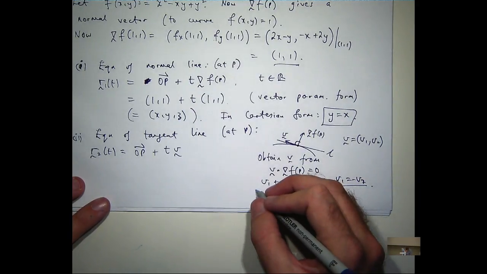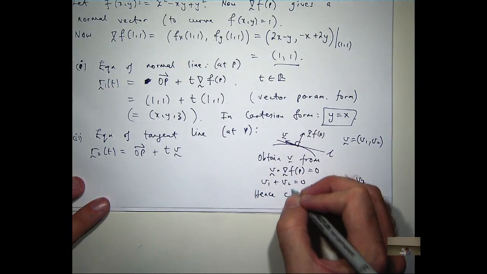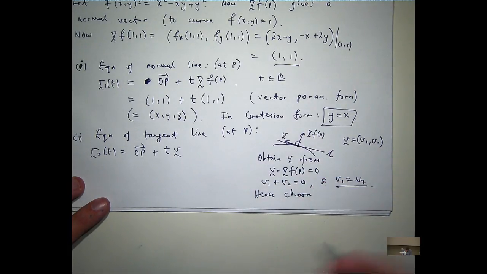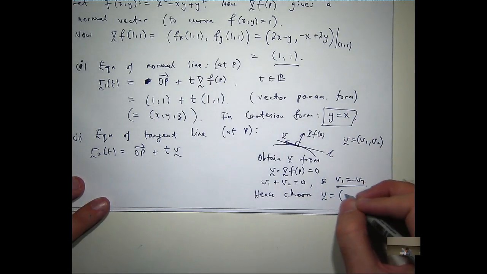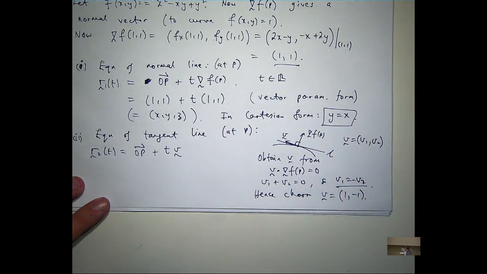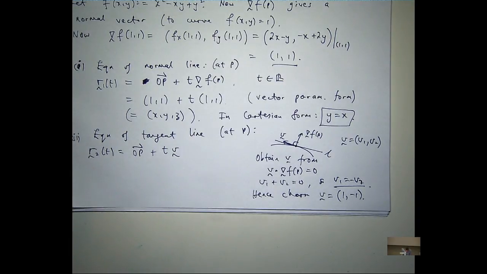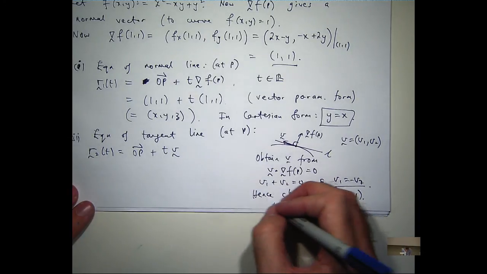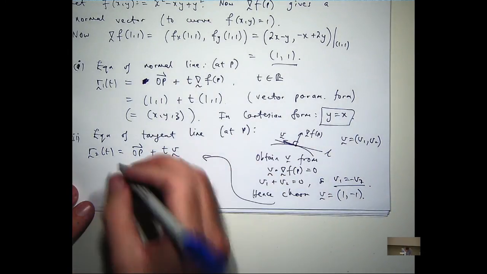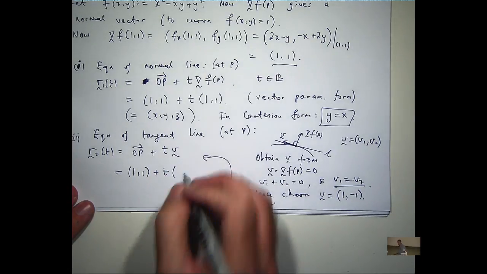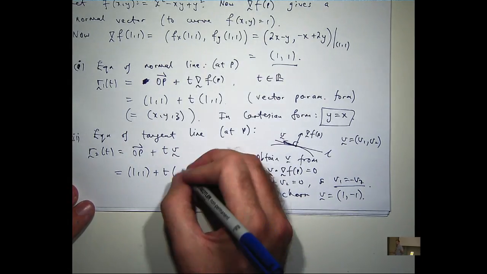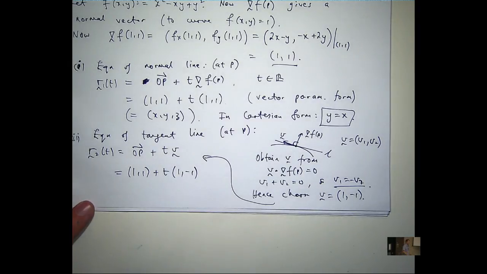So let's choose, say, v1 to be 1. That means v2 has got to be -1. So then put this back into here. So OP is just (1, 1). V is just (1, -1).